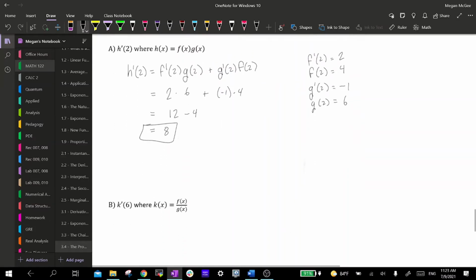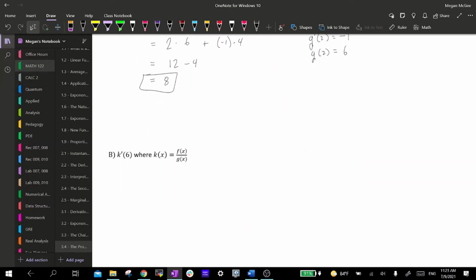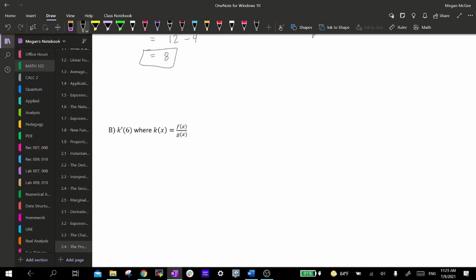Alright. And then we have one more. So k prime of 6, where k of x is equal to f of x divided by g of x. So we need to break out our quotient rule here. So k prime of 6, well, this is going to be f prime of 6 times g of 6 minus g prime of 6 times f of 6 all over g of 6 squared.